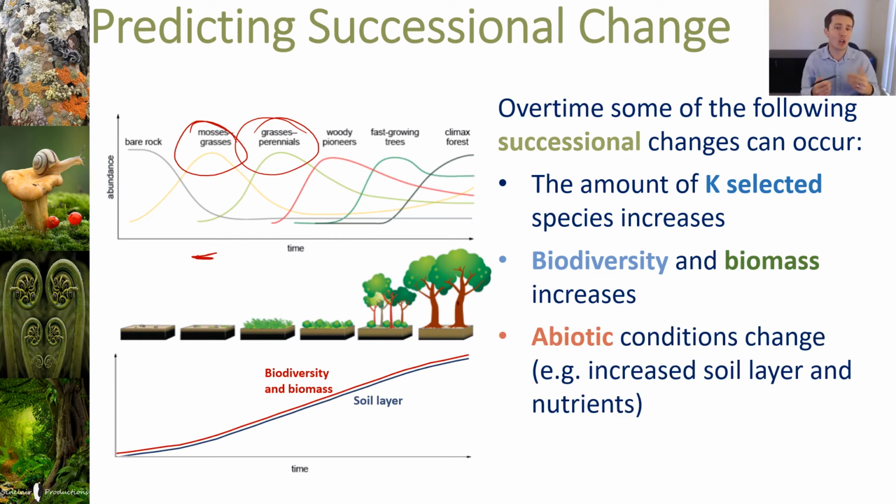Abiotic conditions will change. Obviously here, on bare ground, you're going to get a high amount of sunlight, high temperatures, lower water, and lower nutrient availability.